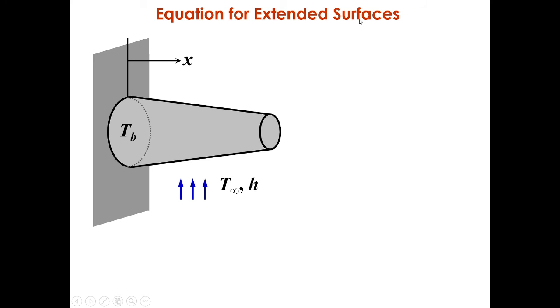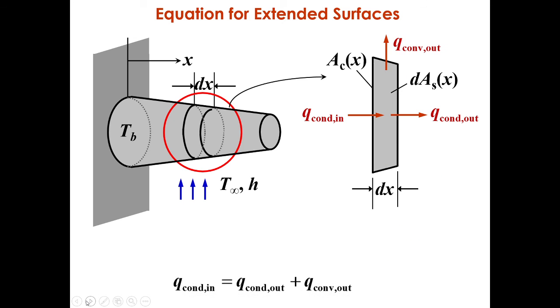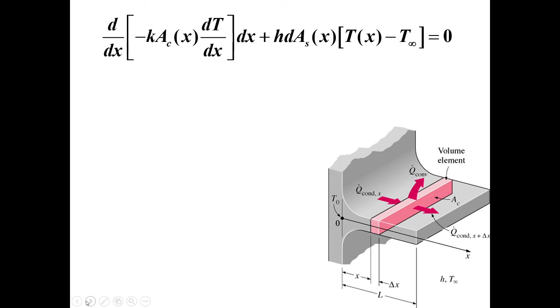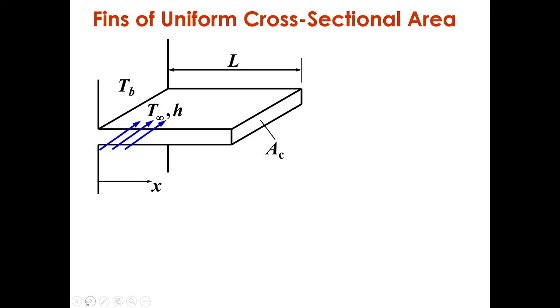So, equations for extended surfaces. Now we will discuss the equations. What type of equations do we use? Here we take a small length dx, and the surface area dA. We can write all of these equations. Q convection we have already discussed in previous slides. You can see it in that diagram. So after simplifying, we get these equations.